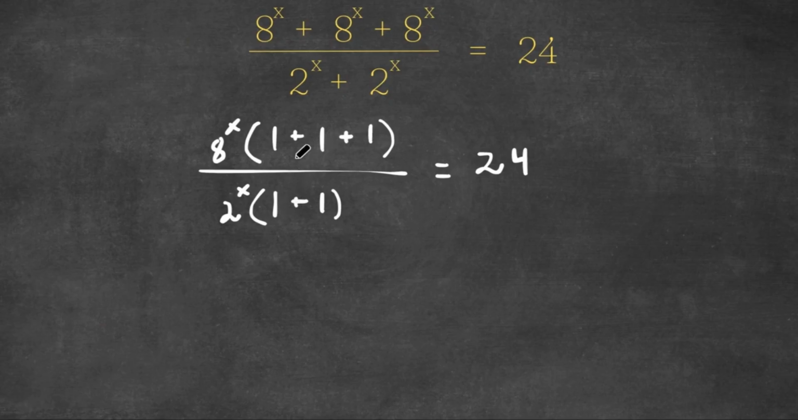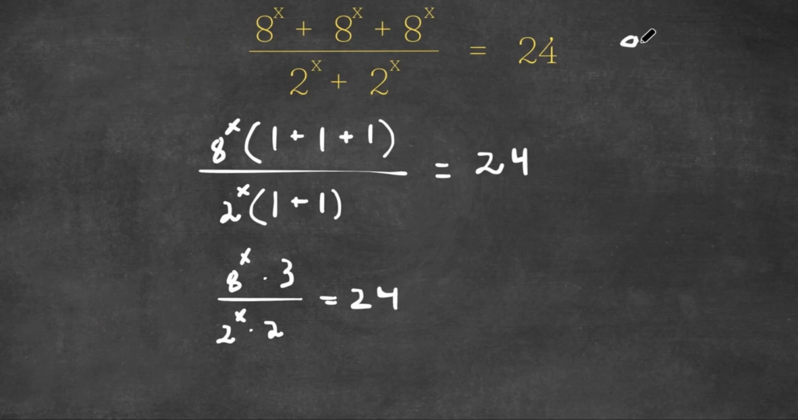Now let's simplify what's in the parentheses. 1 plus 1 plus 1 is 3. So now we have a to the power of x times 3. We're dividing this by 2 to the power of x times 1 plus 1 is 2. So now we have 2 to the power of x times 2. This is equal to 24.